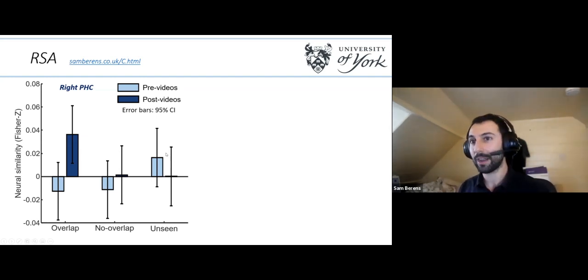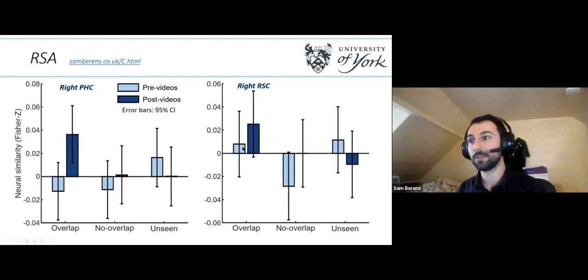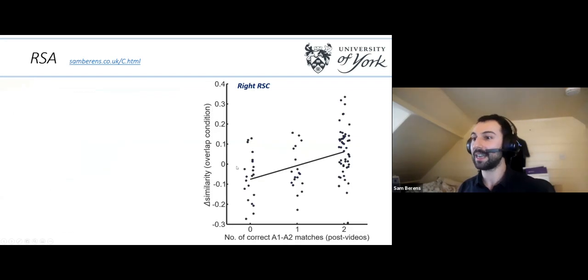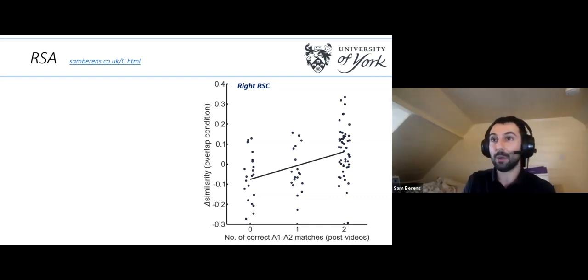In the right retrosplenial cortex, we didn't see any kind of increase. This a priori hypothesized increase in similarity, we did not see that in the retrosplenial cortex. However, when we did look at the interaction with the behavioral performance, so basically the correlation in the change of the similarity, this is overlap in the overlap condition, if you look at the change in the similarity pre to post videos, the change in similarity was correlated with how many matches the participants could make between images A1 and A2.